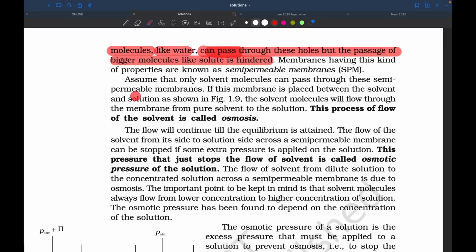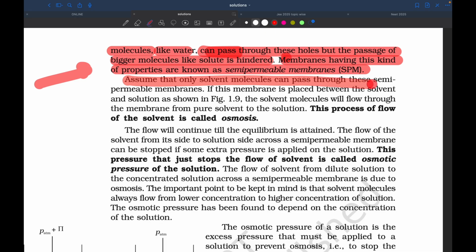This is actually the osmosis process. The membranes having this kind of property are known as semi-permeable membranes. These are called semi-permeable membranes. So they allow only solvent particles to move. The solute particles are checked out. Assume that only solvent particles can pass through this semi-permeable membrane.